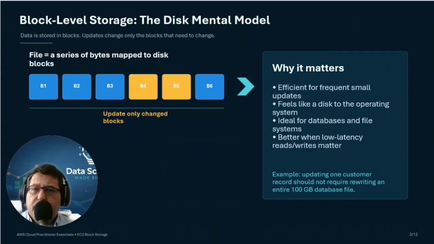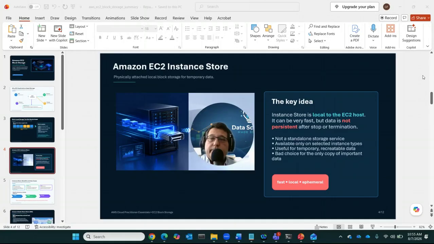So now we're going to slide 4, Amazon EC2 Instance Store. Amazon EC2 Instance Store provides block storage that is physically attached to the host computer running the EC2 instance. This is important because an EC2 instance is a virtual machine running on an underlying physical server inside an AWS data center. Certain EC2 instance types have local disks installed directly in that physical server. Those disks are presented to the EC2 instance as instance store volumes. Because the storage is physically close to the instance, it can provide extremely fast input and output performance.